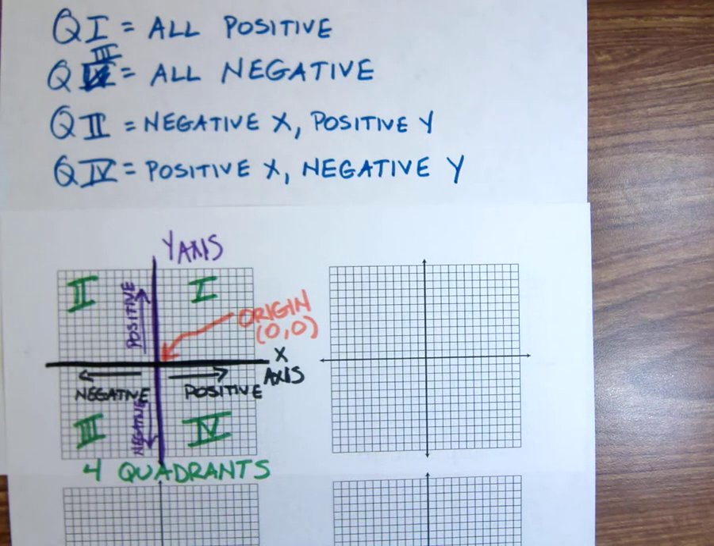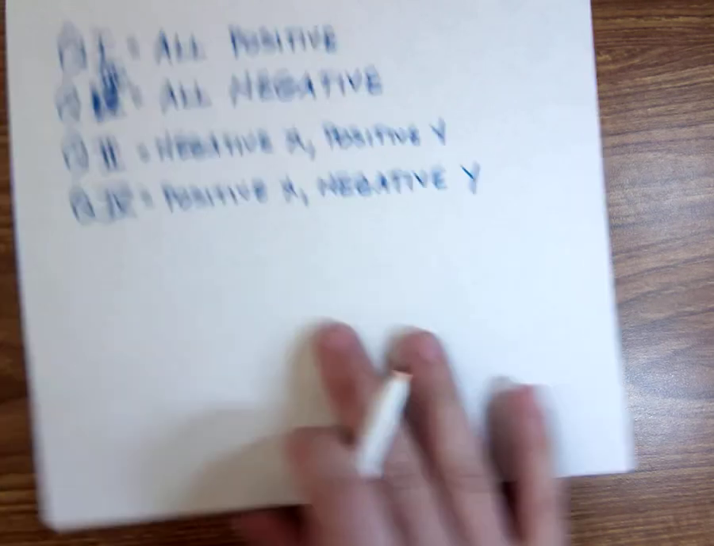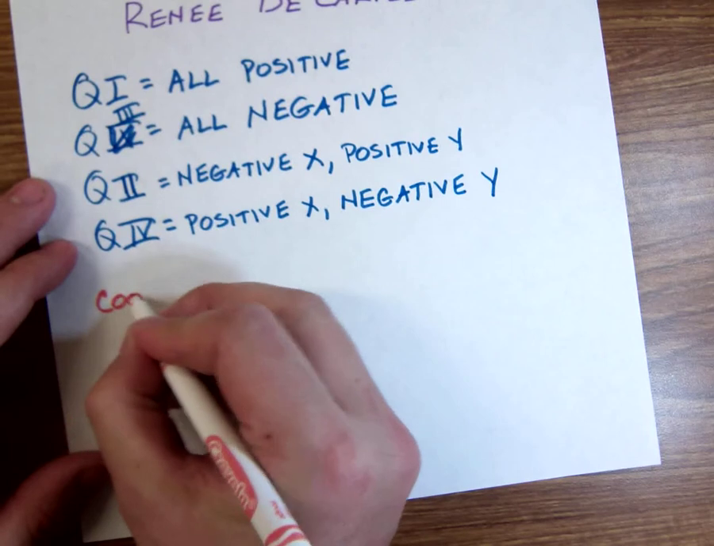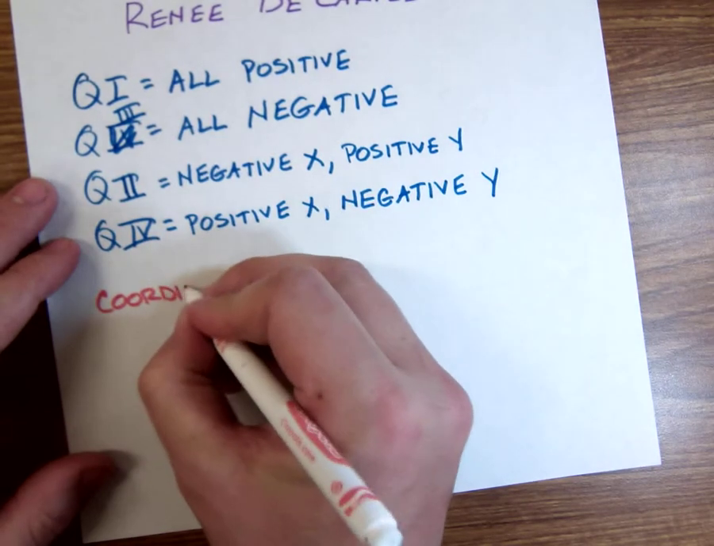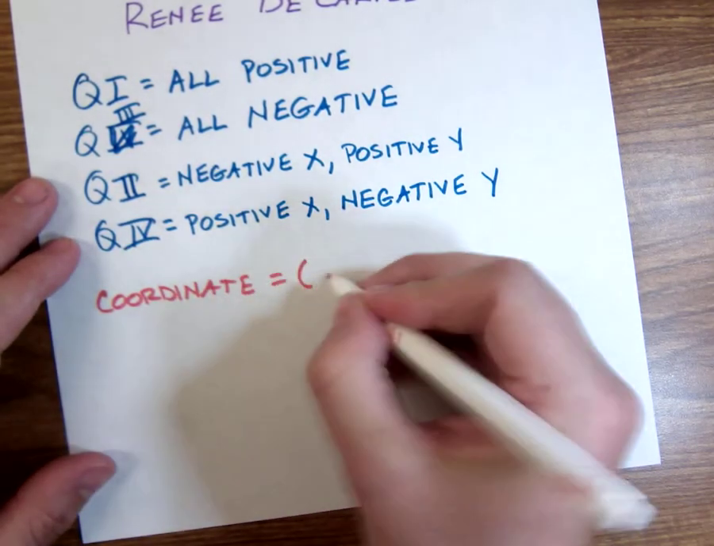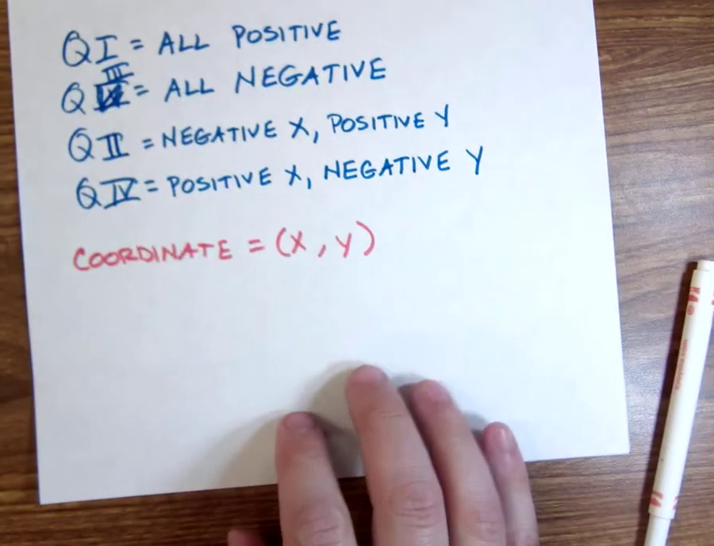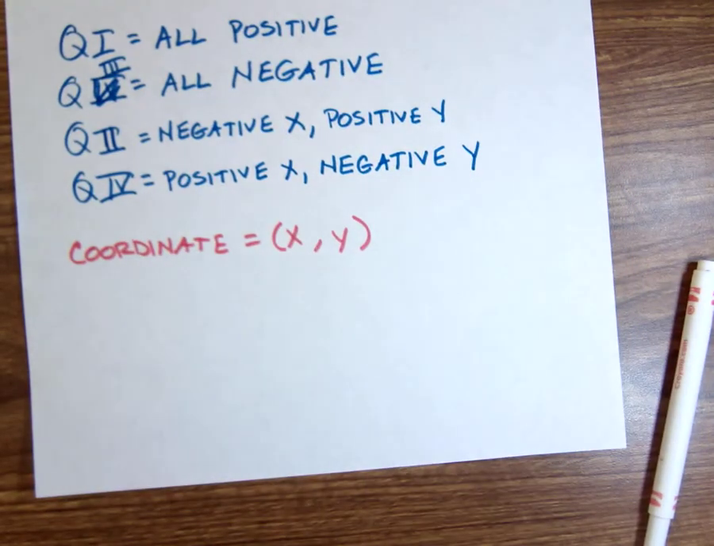Cool. So what we're going to start off with is practicing how to graph just points. If I give you what is called a coordinate, and a coordinate is when I give you an x and a y number, where does that go on the graph? Okay. So a coordinate is always in the form x comma y. Meaning the x coordinate comes first and the y coordinate comes second.